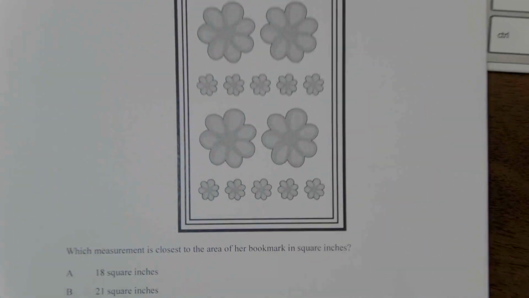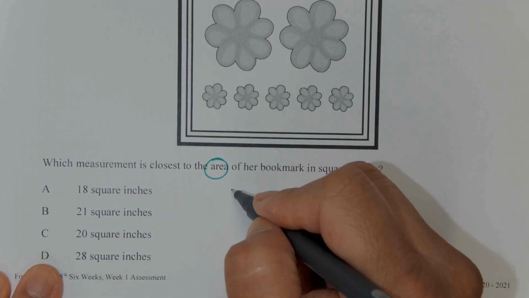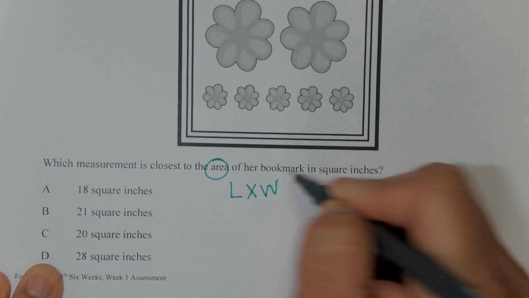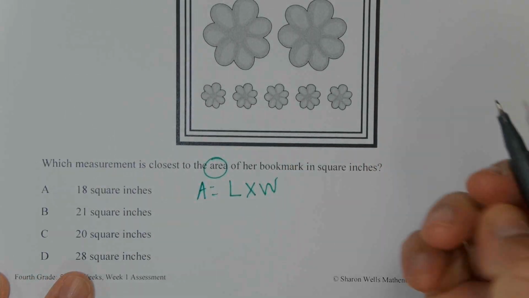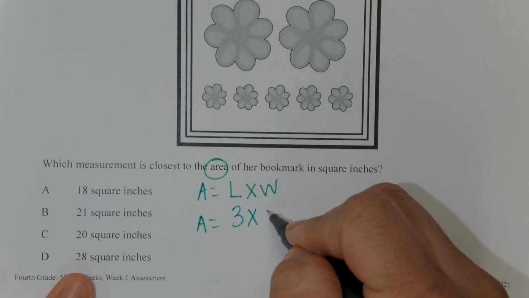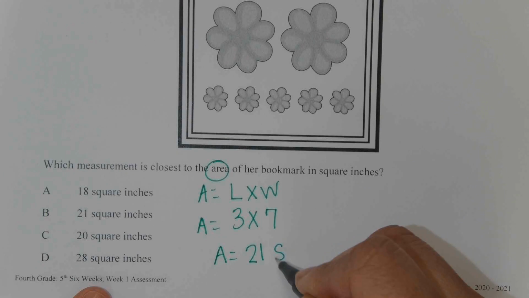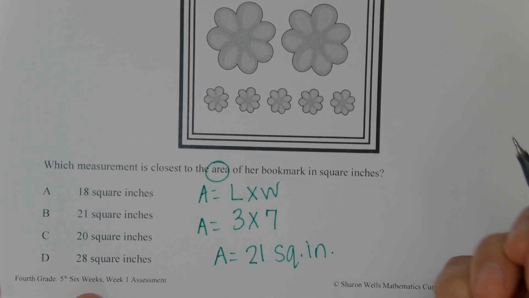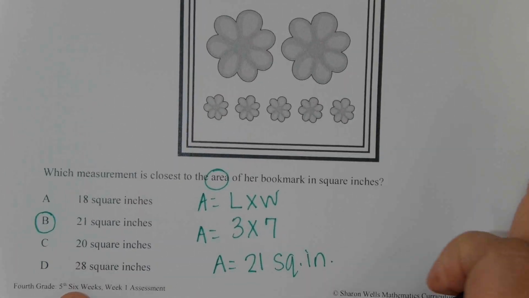The question is, which measurement is closest to the area, length times width, of her bookmark in square inches. So area equals length times width. Area equals the length is 3 inches, the width is 7 inches. 7 times 3 is 21 square inches. So B is our answer, 21 square inches.